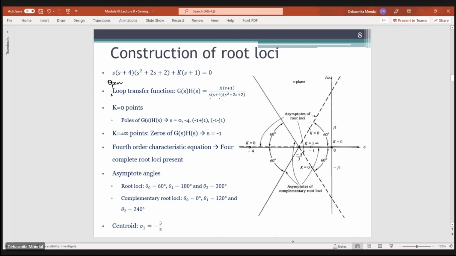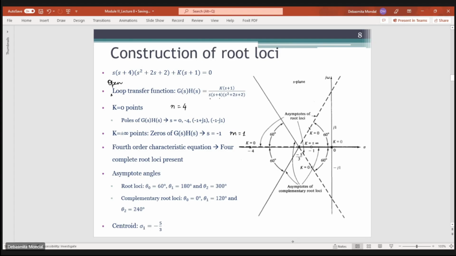if you factorize this term, you will get a pair of complex conjugate poles which lie at minus 1 plus or minus j1. Okay, so these are the K equals 0 points, or the starting points of the root locus. Then we will find what the K equals infinity points are, which are nothing but the zeros of G(s)H(s). So the zero of G(s)H(s) is at s equals minus 1. Now since this is a fourth order characteristic equation, there will be 4 root loci present. Here you see that the number of poles n is equal to 4, while the number of zeros m is equal to 1.